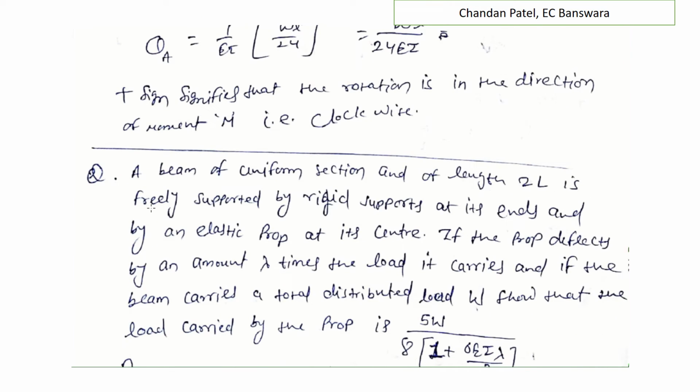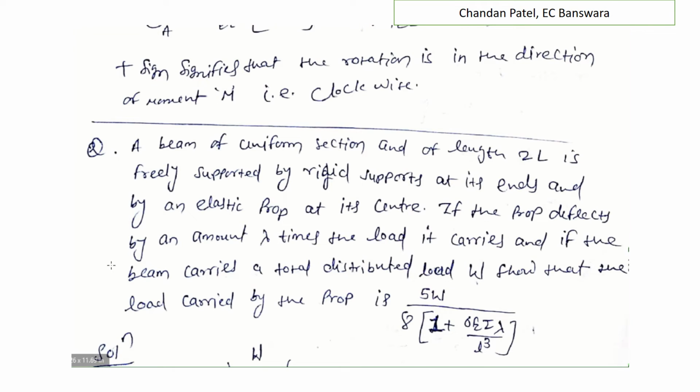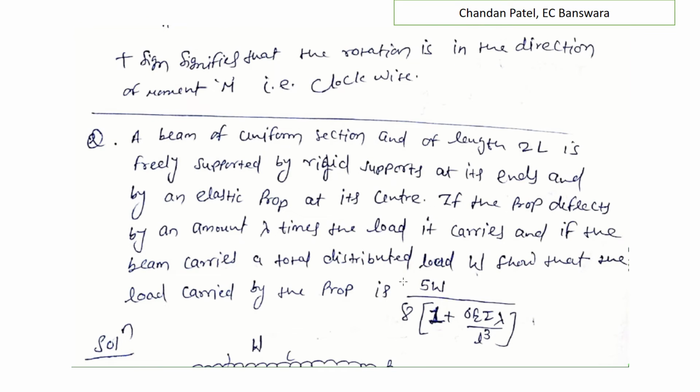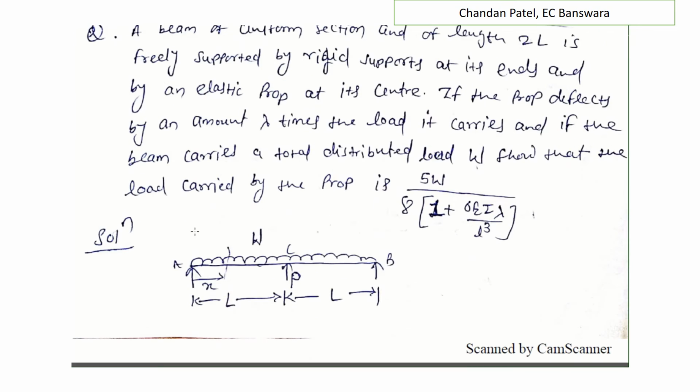Now the next problem: a beam of uniform section and of length 2L is freely supported by rigid supports at its ends and by an elastic prop at its center. If the prop deflects by an amount lambda times the load it carries, and if the beam carries a total distributed load W, show that the load carried by the prop is 5W by 8 bracket 1 plus 6 EI lambda by L cube. There is a diagram A, B and C.